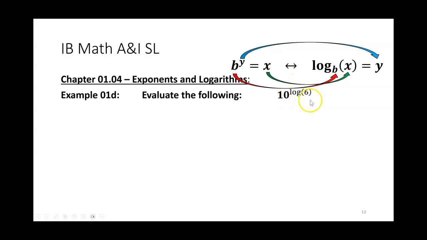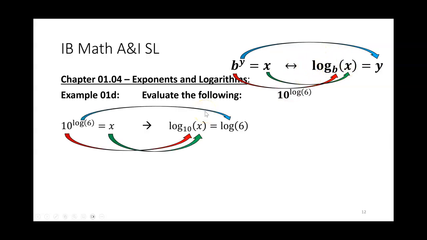Anyways, so we have 10 to the log of 6. So again, we'll set that up as an exponential equation this time. So here we see that the b is 10, the y is log of 6, and then the x is just x. So rearrange this as a logarithmic equation. So we have log base 10 of x is equal to log of 6. Well, I know that log of 6 is just log base 10. And from this equation, hopefully it's pretty obvious that x has to be 6, right?